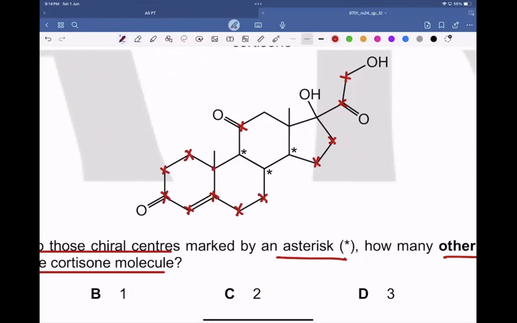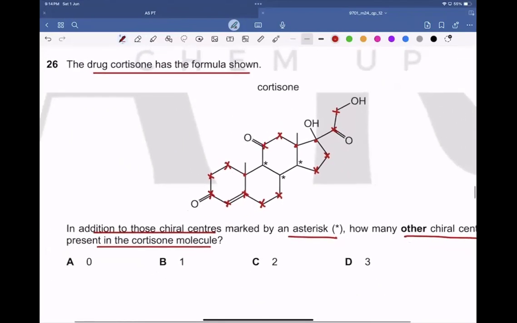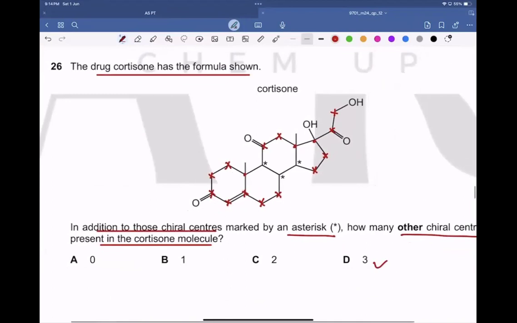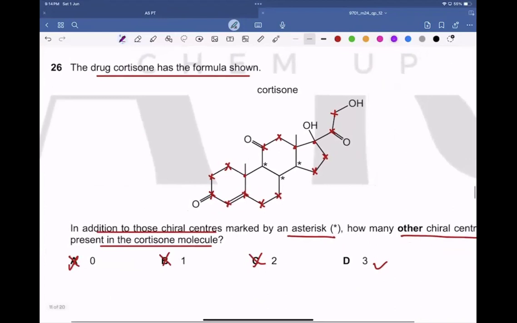So see how many we are left with? 1, 2, 3. This is also not chiral because there are two hydrogens. So we are left with only 3 more. So if 3, then D is the correct answer. So A goes wrong, B goes wrong, C goes wrong, and D is the correct answer.